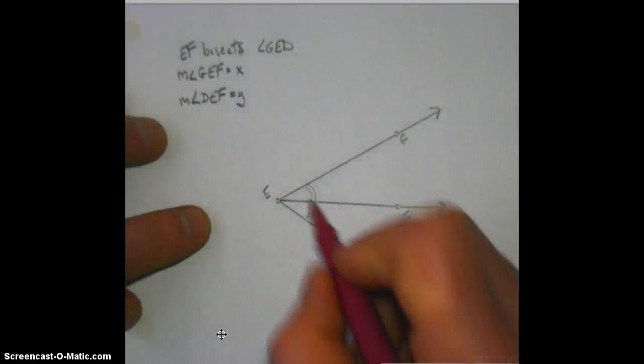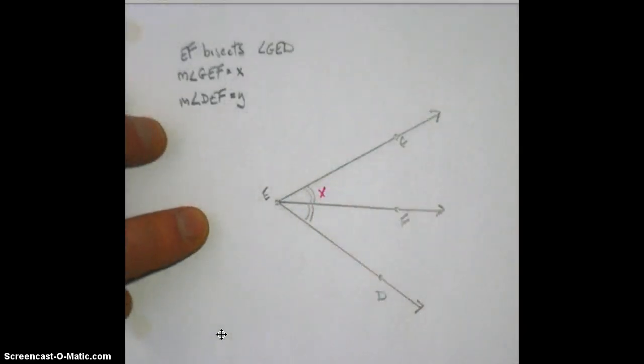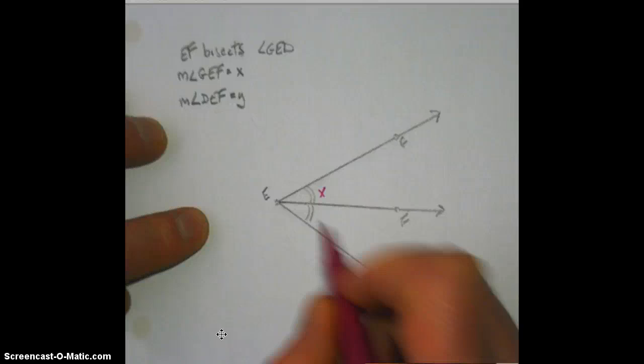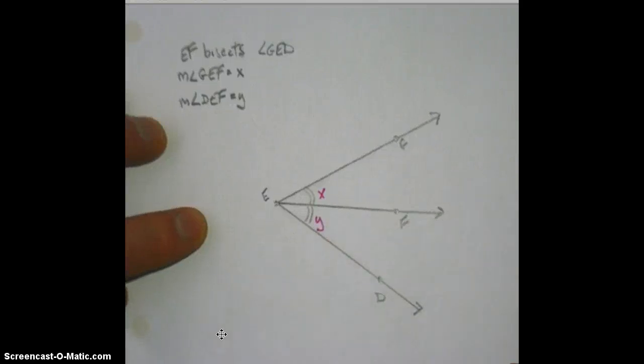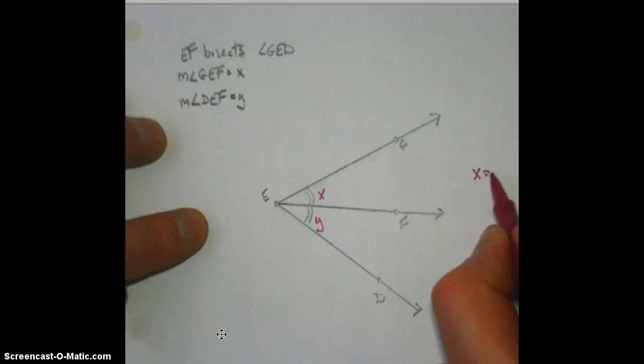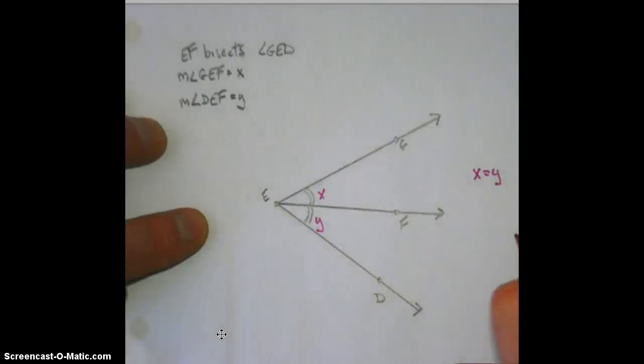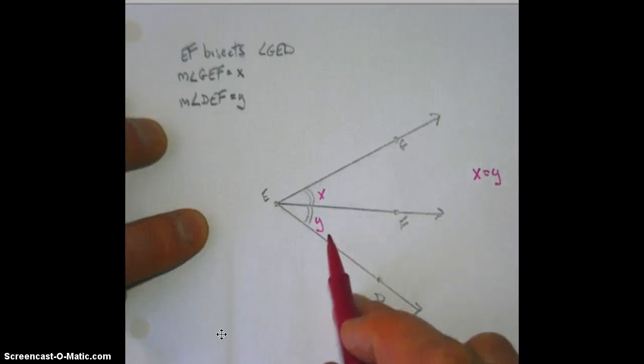Alright, so now they tell us that angle GEF has a value of X, and they tell us that angle DEF has a value of Y. And since we know that this angle bisector splits these right down the middle into two congruent parts, we know that those angles have equal measures, and we're going to be able to make the equation X equals Y. Obviously, the expressions you get later are going to be a little bit more sophisticated, but the general idea is that you're setting the top part equal to the bottom part because they're congruent.